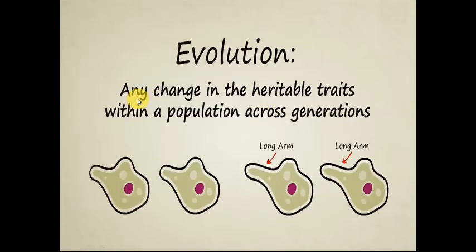Therefore, let's revise the definition. Any change in the heritable traits within a population across generations. Amoeba, if perfectly copied, would look like this, but not. It forms a copy which has a longer arm, and it goes on to produce another copy of it which looks exactly the same or a bit different, but it has the long arm. That means it has caused a variation in the amoeba.